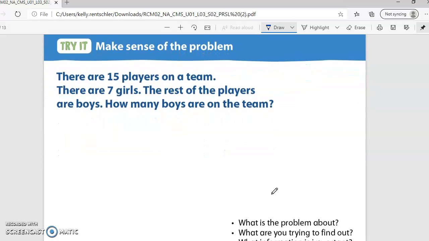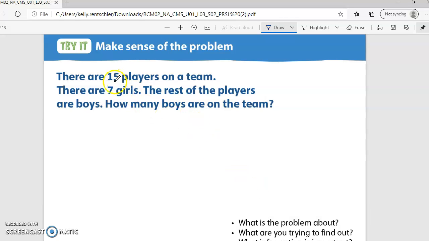Okay. So here's our first takeaway problem that we're going to start with, okay? There are 15 players on a team. There are 7 girls and the rest of the players are boys. How many boys are on the team? I feel like we've had this question before.